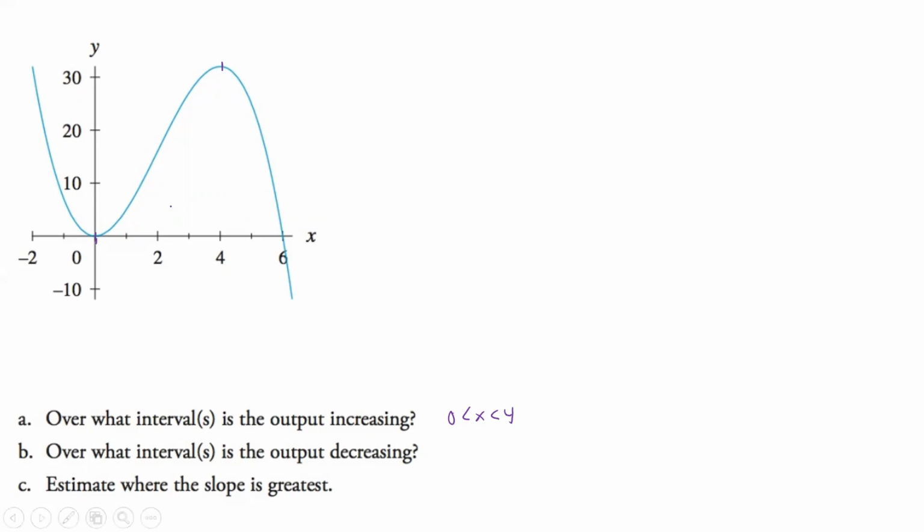Now, where is it decreasing? Well, it looks like we only are going to -2. So from -2 up to 0. So -2 less than x less than 0. And it looks like from 4 to maybe 6.5. So 4 less than x less than 6.5. Again, who knows? Maybe that's only 6.25, but I'm going to guess it is 6.5 and go from there.